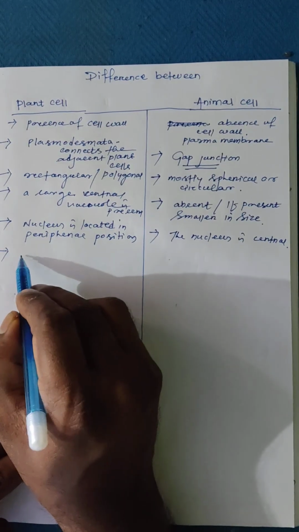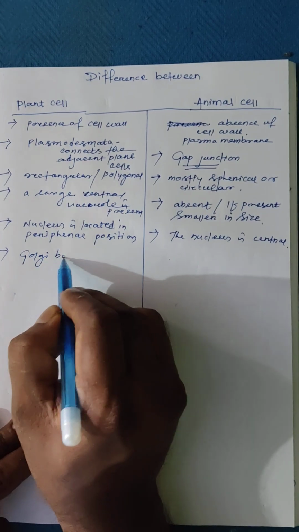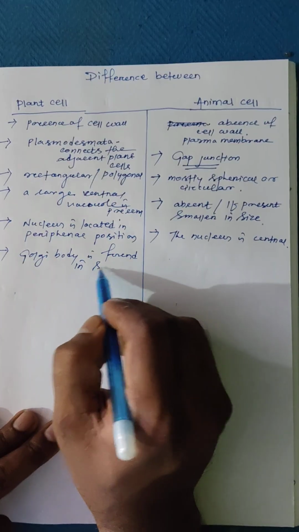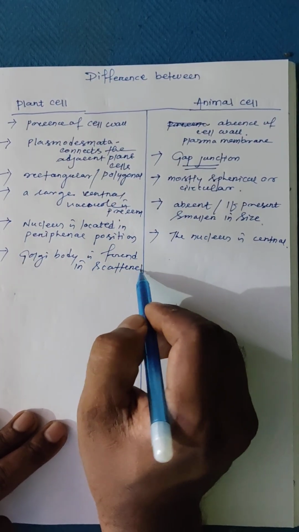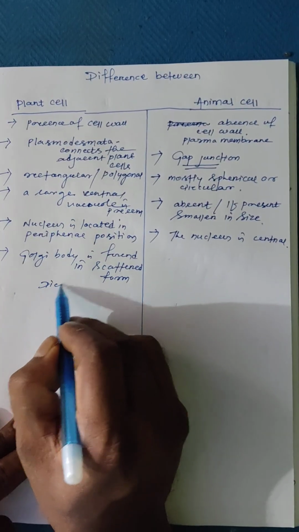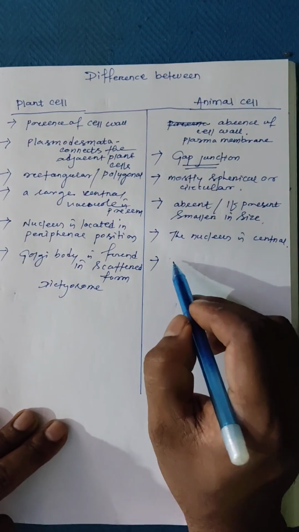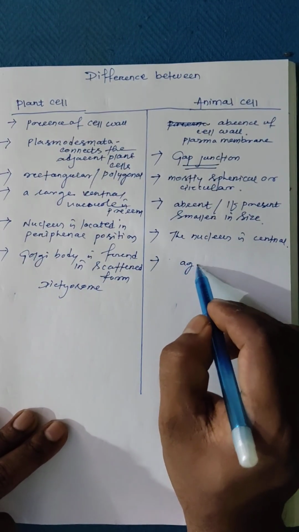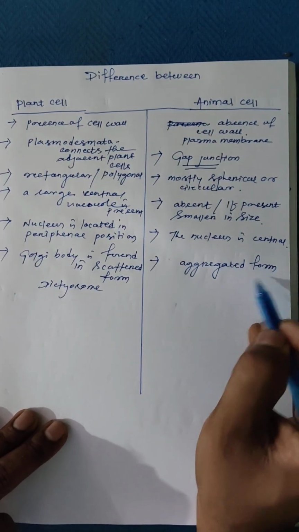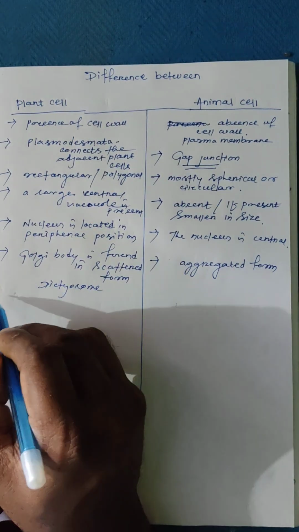In plant cell, Golgi bodies are in scattered form, called dictyosomes. But in case of animal cells, the Golgi bodies are in aggregated form.